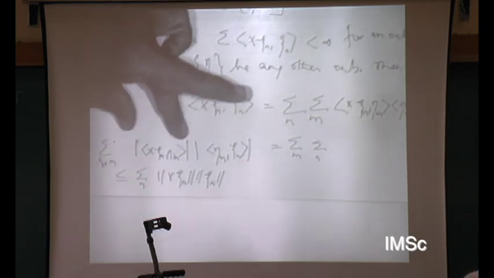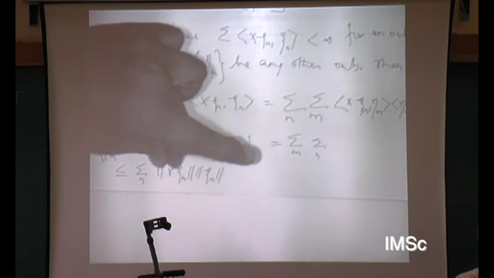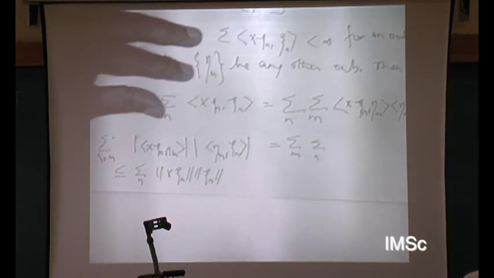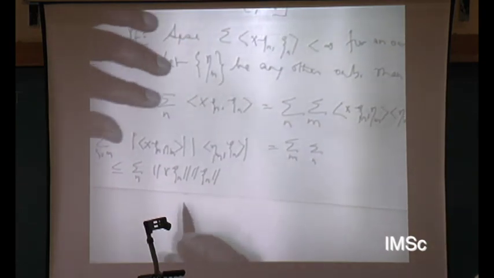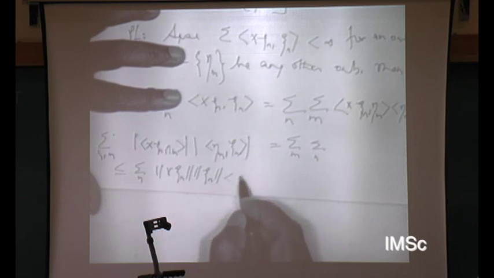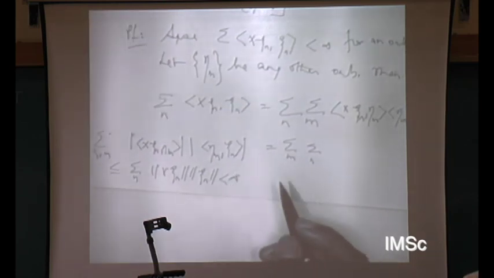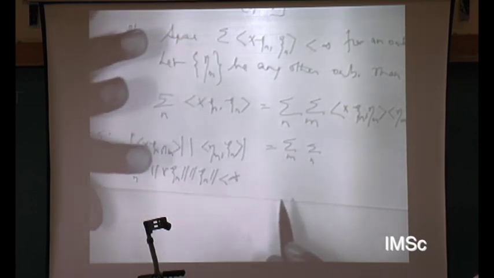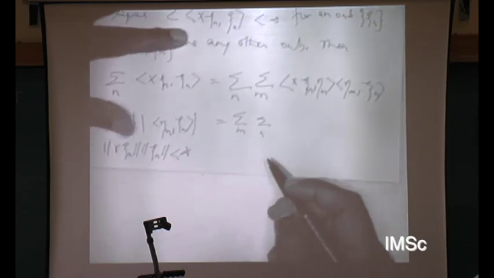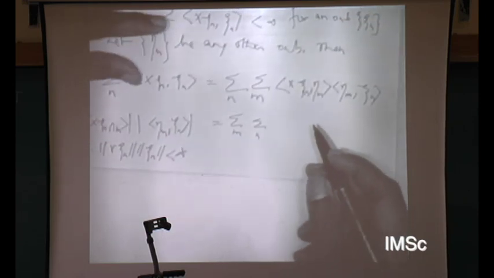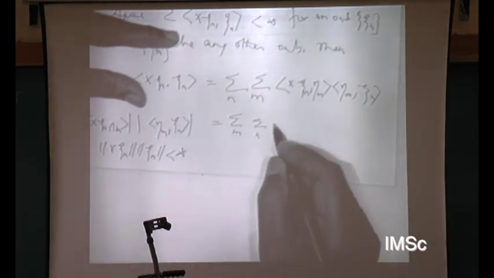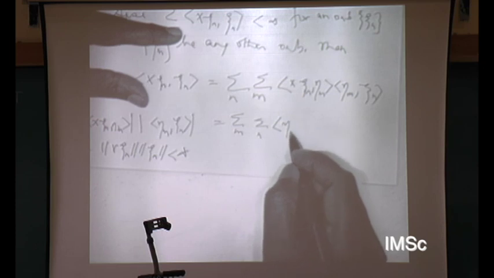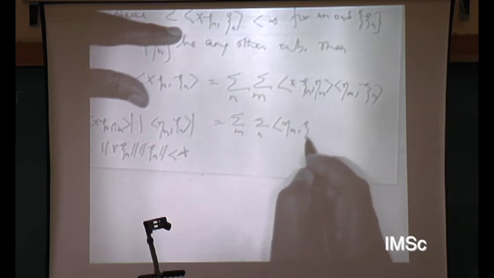The sum of the squares of this is the norm squared of xi n, and for this will be the norm squared of xi n. Right? So this is finite. So I can sum in any order that I want. And I want to get it in that form. So let me write this as eta m, xi n. I'm writing the second term first.